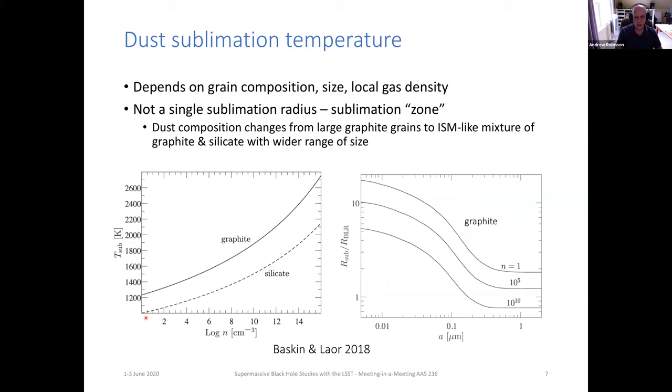So these plots from Baskin and Laor show that the sublimation temperature differs substantially between graphite and silicate grains. This is sublimation temperature plotted against the local gas density. And the sublimation temperature, and therefore radius, also depends on grain size. So larger grains can survive closer in, as can graphite grains. So in general, we shouldn't think about a single sublimation radius, but rather a sublimation zone within which the dust composition changes from large graphite grains in the innermost regions to a more maybe ISM-like mixture of graphite and silicate with a wider size range in the body of the torus itself.